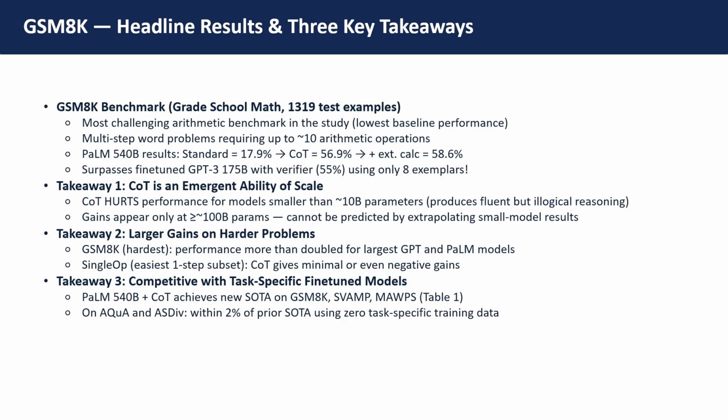Now, this slide highlights three very important insights. First one is chain of thought is an emergent ability. It works only for large models and not small ones. Second is that larger gains are seen for harder problems. Multi-step tasks benefit the most. And third is it competes with fine-tuned models despite using no training data. So the key takeaway is prompting alone can match supervised learning in some cases.